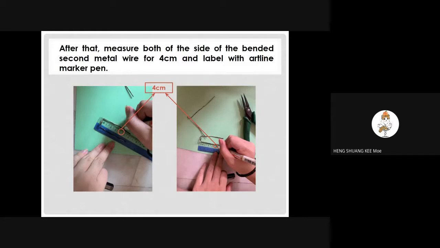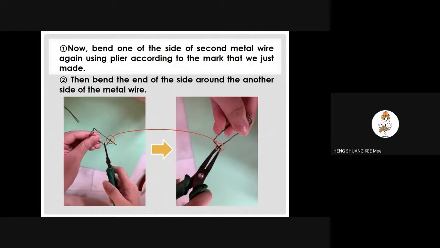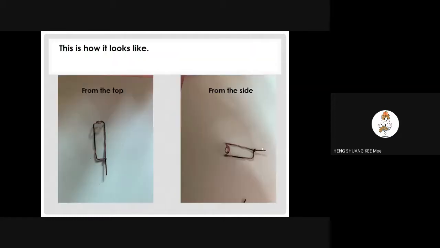It's 4 cm. Okay, now I will bend one side of the second metal wire again using the plier according to the mark that I just made. Then I will bend it another 90 degrees. It looks like the picture below. Then I will bend the end of the side around the other side of the metal wire. This is to make it not easily break. This is how it looks from the top and from the side.